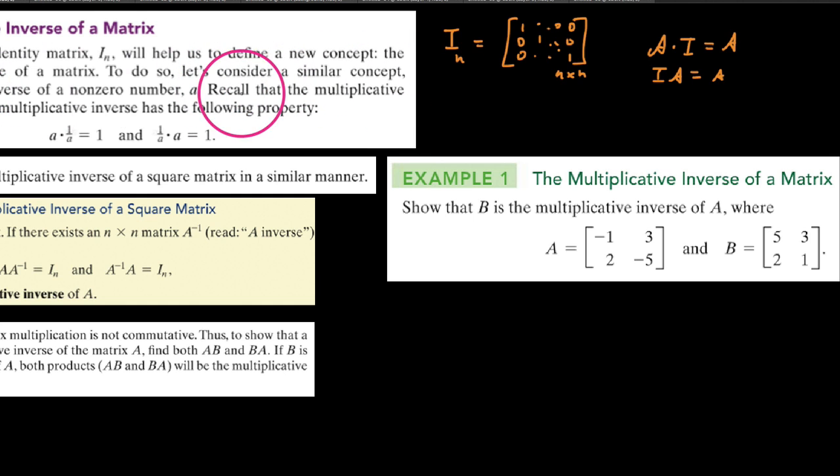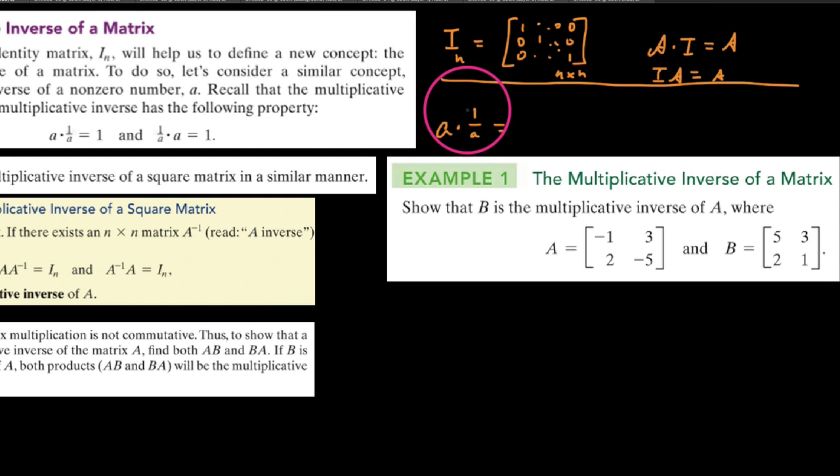Looking at real numbers as a similar concept here, let's say we have a real number A. What is the number that we can multiply by that would undo A? And it is the case that anything times its reciprocal, something like 1 over A, we would get 1. If we were to multiply A by its multiplicative inverse, which is its reciprocal, we would get 1 here.